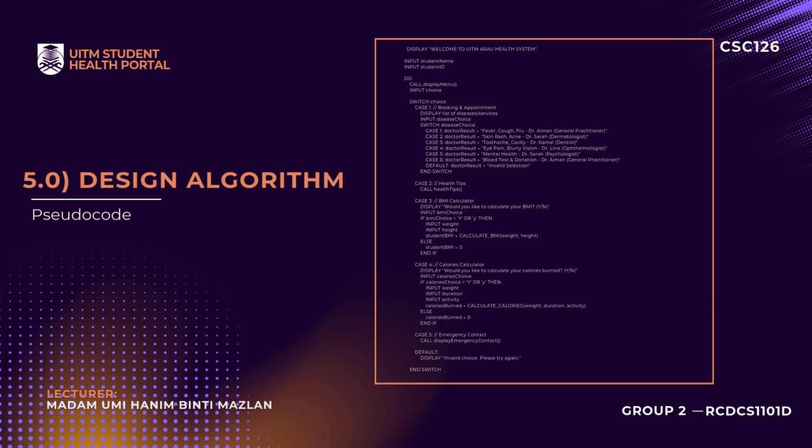After inputting the choice, if the user inputs the first choice, which is booking an appointment, it will show 1 to 6 options, which are fever, cough, skin rash, toothache, eye pain, mental health, and blood test donation. The user will input which one of these choices they would like to use. For the second option, health tips, the program will call the function health tips.